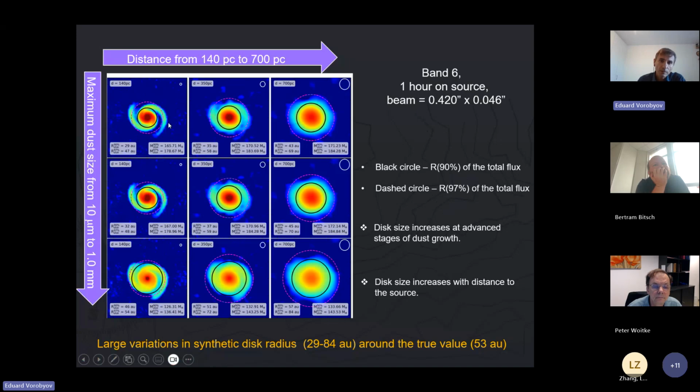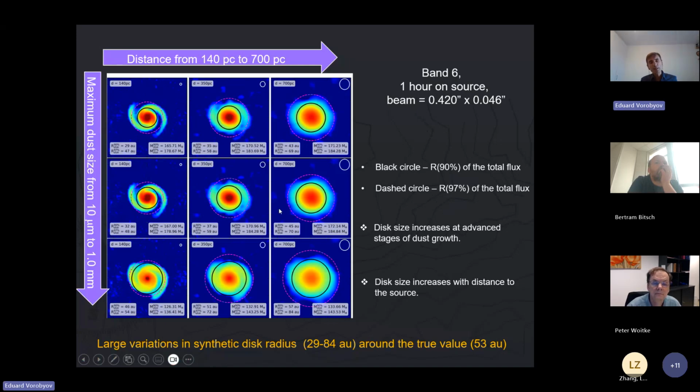What do we see? If we go from smaller distances to larger distances, then the apparent size of the disk increases. The same happens as we go from smaller dust grains to larger dust grains. The apparent size of the disk increases. And the variations turn out to be quite substantial around the true value of 53 astronomical units. It's from 29 to 84.